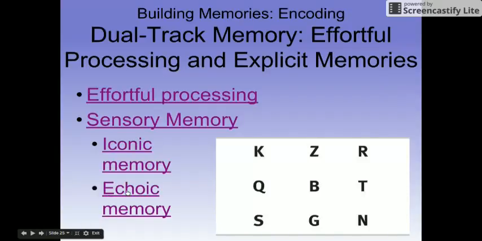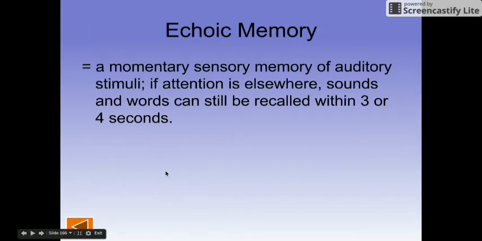Your echoic memory is a momentary sensory memory of auditory stimuli, and if your attention is elsewhere, then sounds and words can still be recalled within 3 or 4 seconds. So you hear something, and then your attention goes somewhere else, and then you can still sort of recall it 3 or 4 seconds later, but then it sort of goes right out the door, right out of your memory.